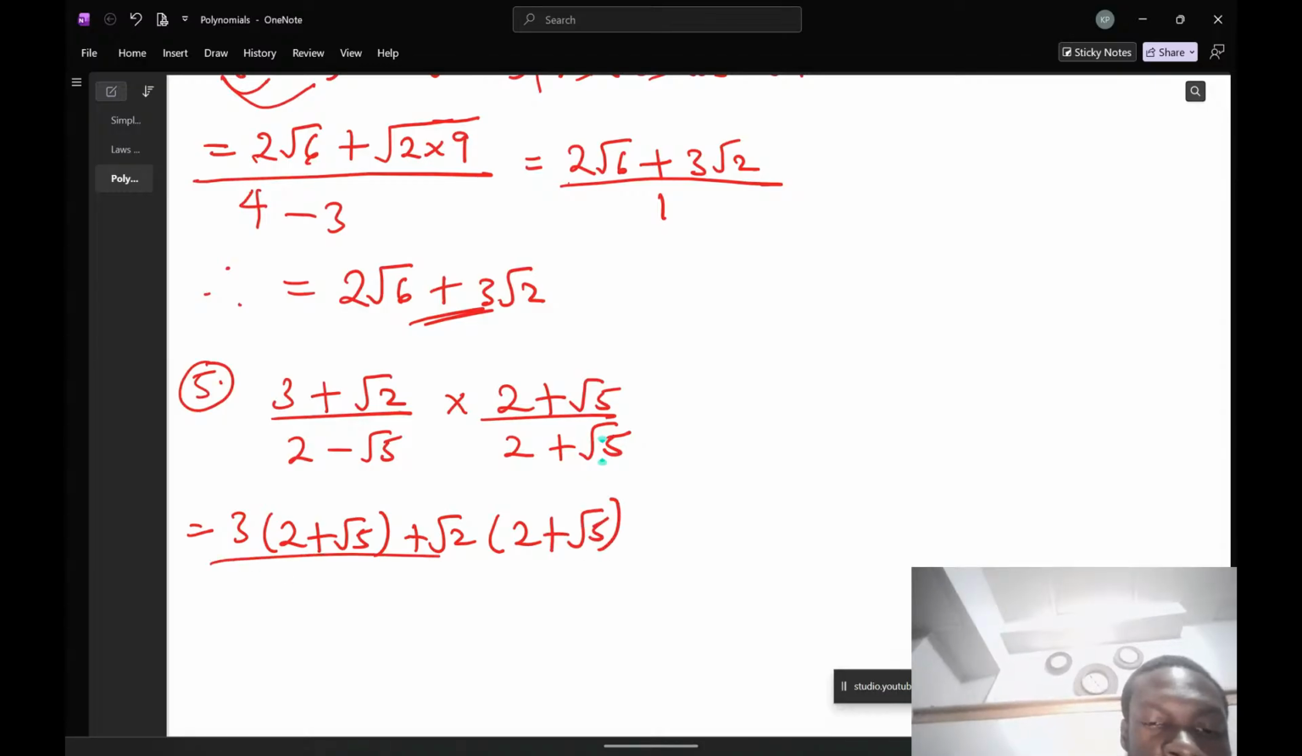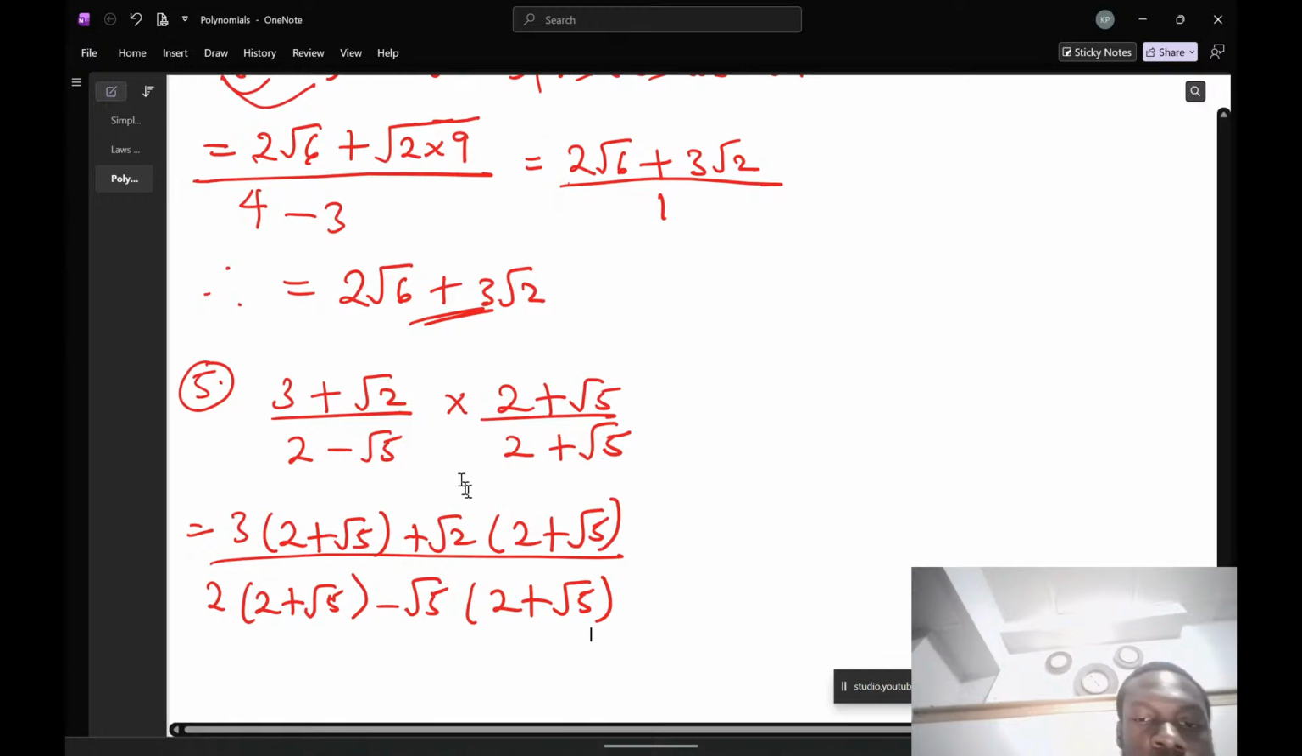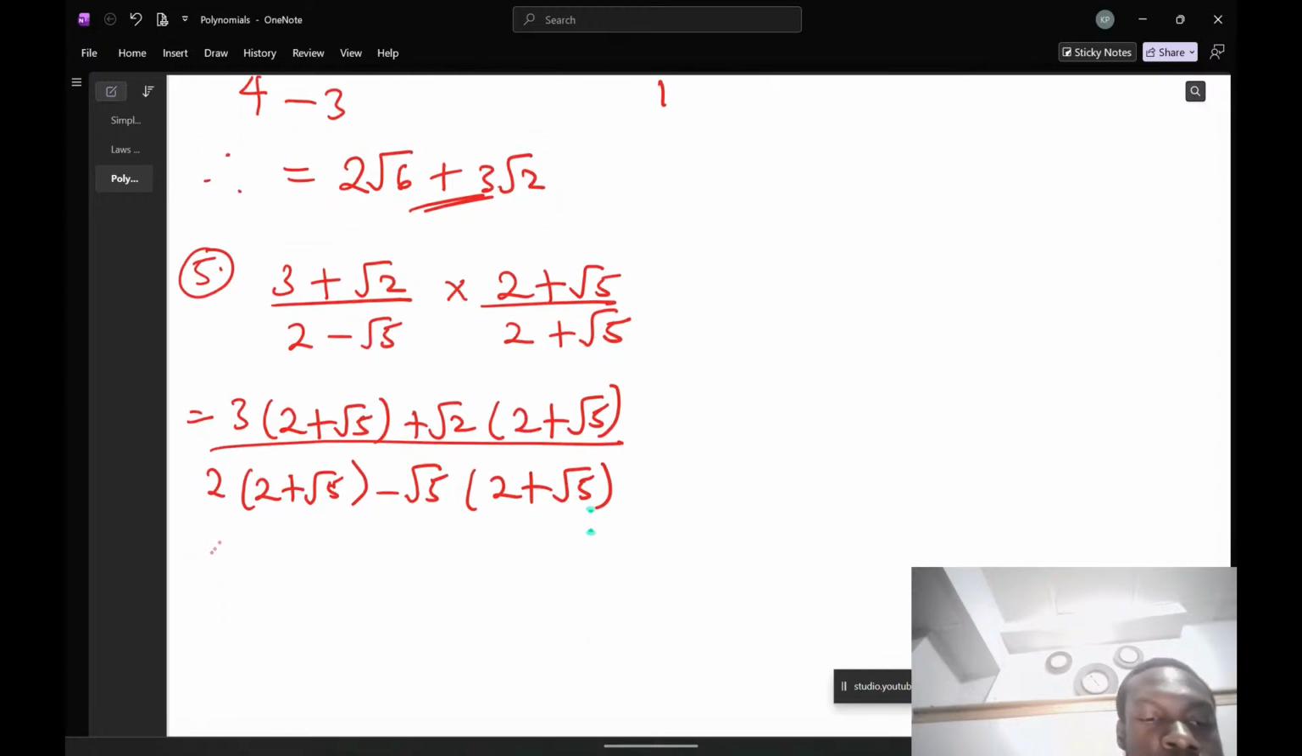Okay, and then that will be 2 into 2 plus root 5 minus root 5 into 2 plus root 5. So in this case, I'll use 3 to open the bracket. 3 times 2 is 6. 3 times plus root 5 is plus 3 root 5. Plus root 2 times 2 is plus 2 root 2. Root 2 times root 5 is plus root 10.